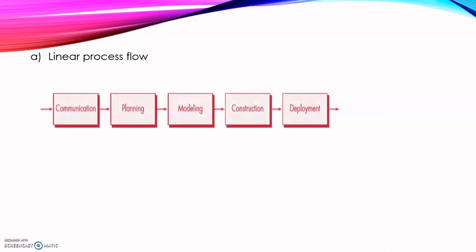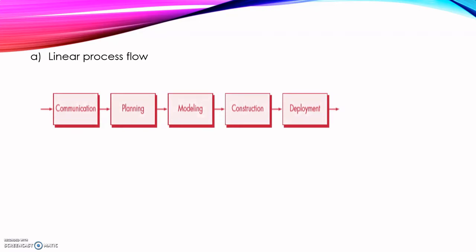The first process flow is linear process flow. See, linear process flow executes each of the 5 framework activities. What are the 5 framework activities? Communication, planning, modeling, construction, and deployment. So linear process flow executes each of the 5 framework activities in sequence, beginning with communication and ending with deployment. Look into the figure. You can see that it is arranged in a sequential manner, starting from communication to deployment.